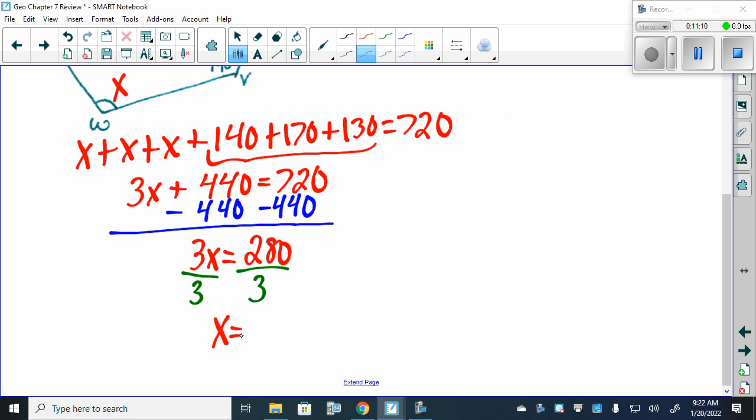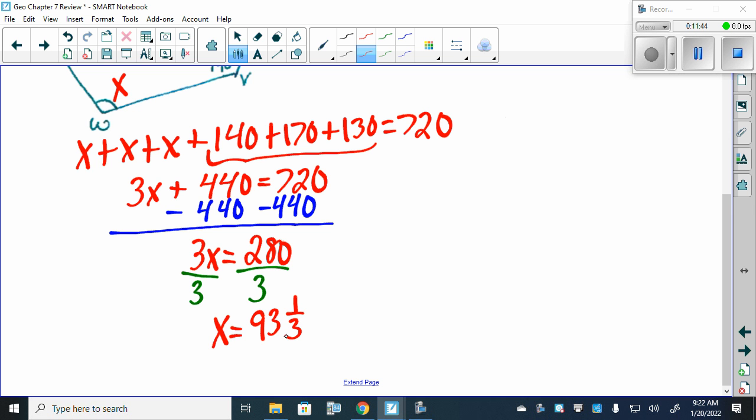Because 9 times 3 is 27, so 9 is, I think it's going to be 93 and a third. Divided by 3 is, yep, 93 and 1/3. And I think the answer key agrees with that. Yeah. 280 divided by 3. Yeah.